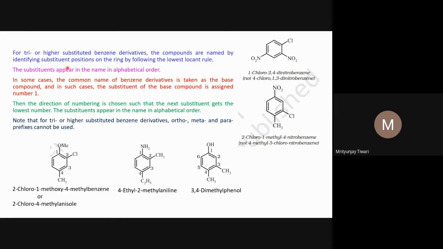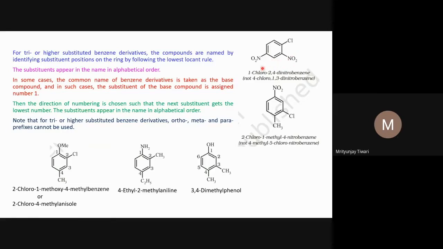For tri or higher substituted benzene derivatives, as you know, there are six carbon atoms, and each carbon atom contains one hydrogen, and all six hydrogens can be replaced by different substituents. So for tri or higher substituted benzene derivatives, the compounds are named by identifying the substituent positions on the ring by following the lowest locant rule. The same lowest locant rule that we saw earlier for linear hydrocarbons will be followed for numbering.